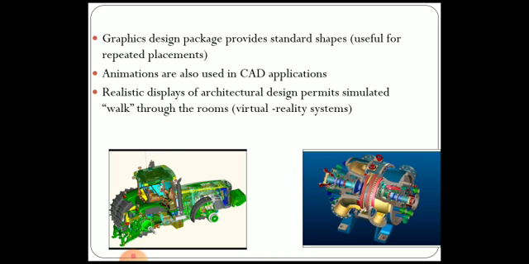Graphic design packages provide standard shapes. So basically, there are some predefined shapes in this particular CAD software, and you can use those shapes in order to build anything that you decide to build. Animations are also used in CAD applications. It is not just the static image that is possible in a CAD software. You can make the objects move, which obviously is animation. So animations are also possible.